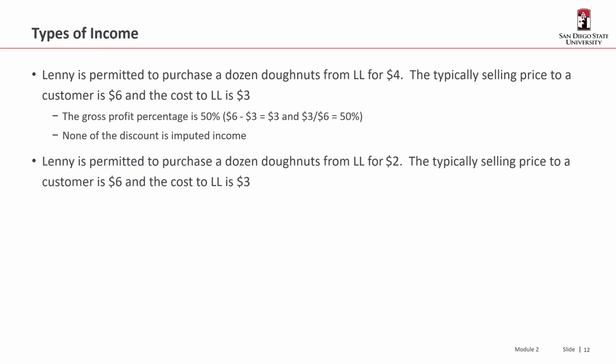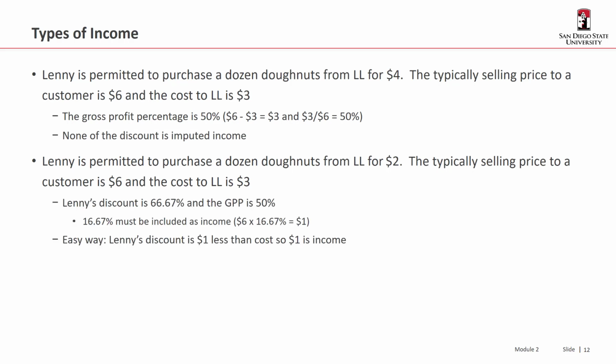Okay, let's say that Lenny is instead permitted to purchase these donuts for $2. And again, the typical price is $6. The cost to Lard Lads is $3. In this case, Lenny's discount is 66.67%, right? So that's $4 divided by $6. That's in excess of the gross profit percent. So that excess amount, the 16.67, has to be included as income. So as it turns out, $6 times 16.67% is $1.